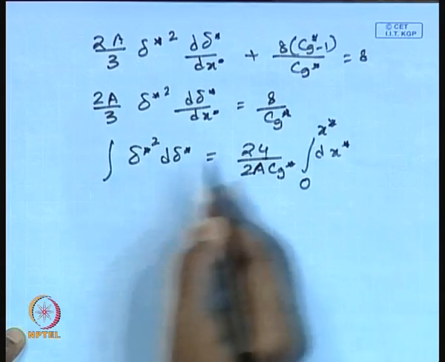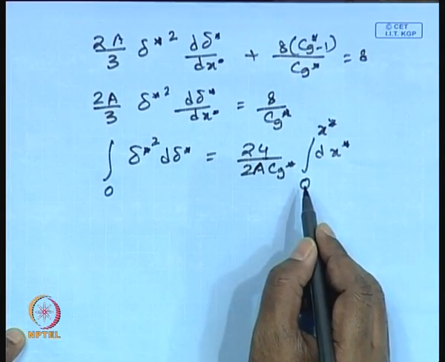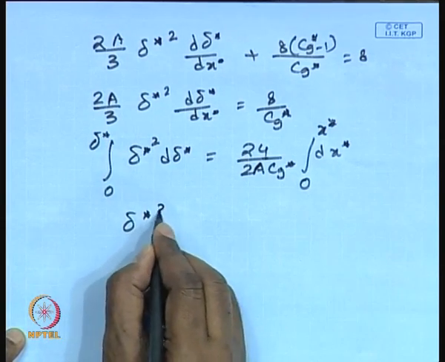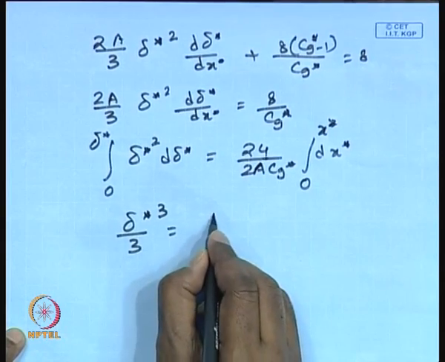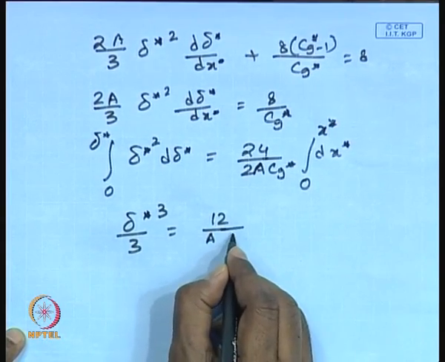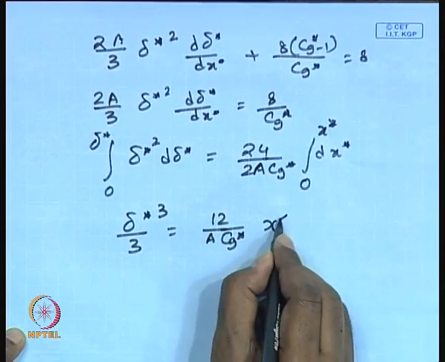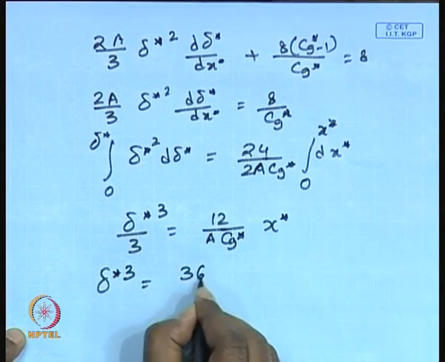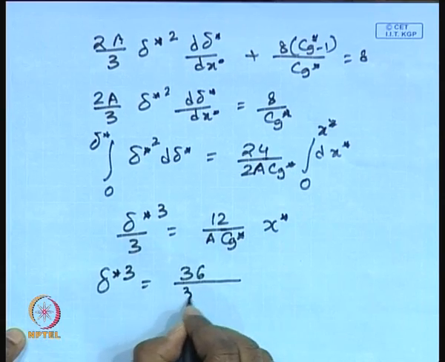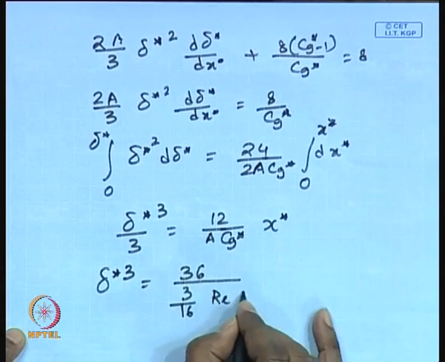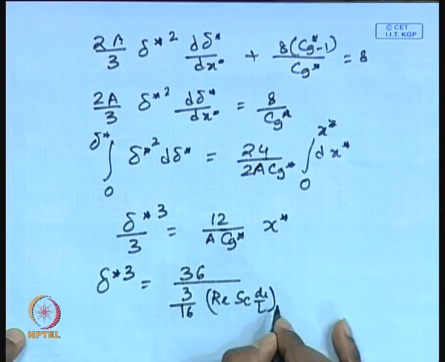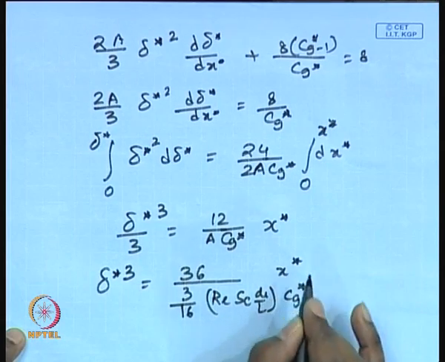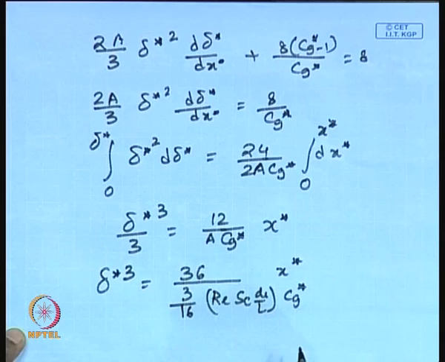over the length 0 to x star, and at x is equal to 0, there is no existence of boundary layer. So, it is 0 to delta star. So, delta star cube by 3 is nothing but 12 by a Cg star x star, and this becomes delta star cube is equal to 36 by a Cg star x star. Now, you can write the expression of a, 3 by 16 Reynolds Schmidt d by L. So, you can get an expression of delta star out of this.